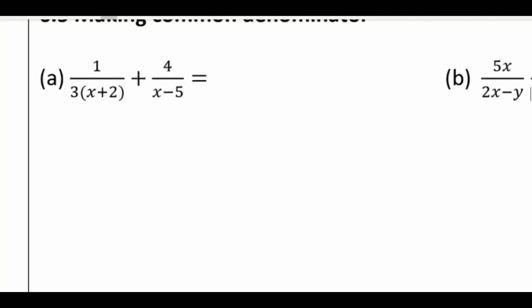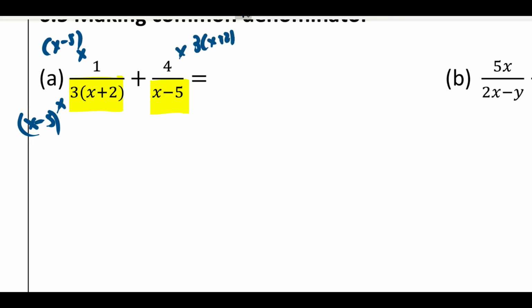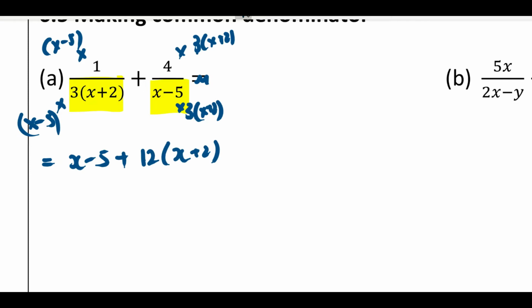So for this one, the denominators are totally different. You got this guy and you got this guy. There's totally no relationship between the denominators. So what you need to do, this guy must multiply by x minus 5, bracket it up. This guy must multiply by x minus 5. This guy must multiply by 3x plus 2. Same thing, this guy must multiply by 3x plus 2. Then we will have that. So the equal sign is right here. Numerator, the first one will be x minus 5, plus the 3 multiplied to the 4, 12 bracket x plus 2, over.